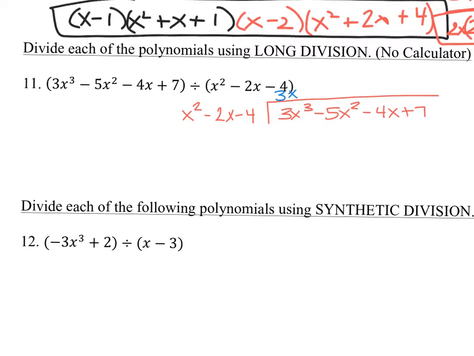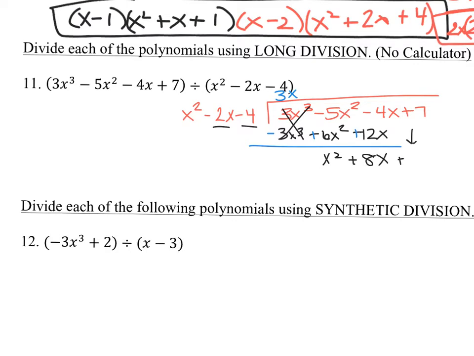So now I'm going to go ahead and multiply. So 3x times x squared is 3x cubed. 3x times negative 2x is negative 6x squared. And 3x times negative 4 is negative 12x. So now I'm going to subtract, so I'm going to change all my signs, and I'm going to add these two together. So these cross out. I'm left with x squared plus 8x, and bring down plus 7.